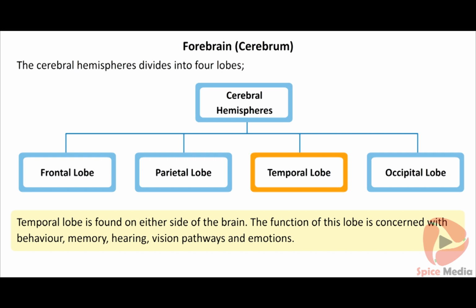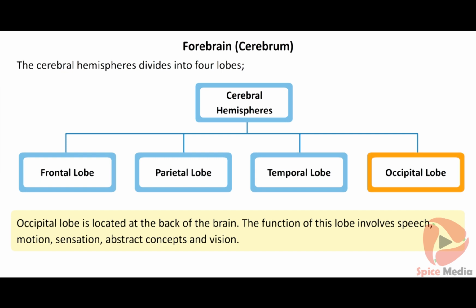Temporal lobe is found on either side of the brain. The function of this lobe is concerned with behavior, memory, hearing, vision pathways, and emotions. The occipital lobe is located at the back of the brain. The function of this lobe involves speech, motion, sensation, abstract concepts, and vision.